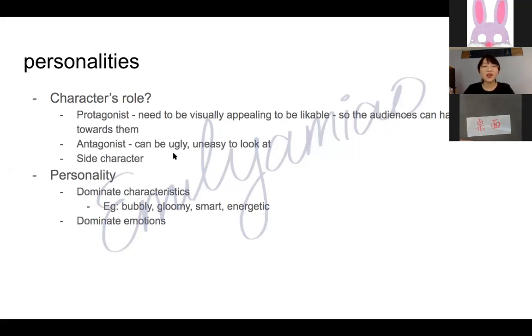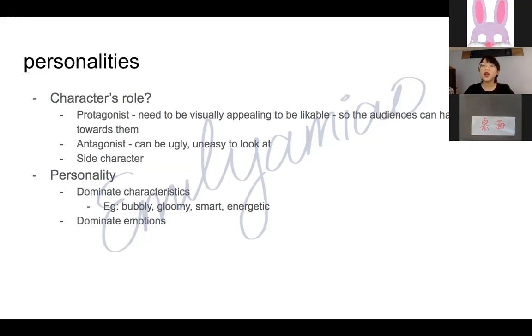The antagonist is generally known as the bad guy. You don't have to be the bad guy, but it's basically a character that is against your main character. They can be ugly and uneasy to look at because you want your audiences to also hate them. And it's sad, but when a person is really ugly, looks menacing and is really uneasy to look at, generally audiences will dislike them. Then we'll perceive them as bad, and we'll support your main characters more.